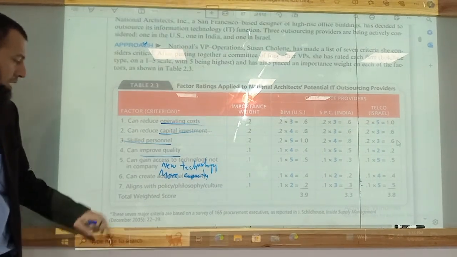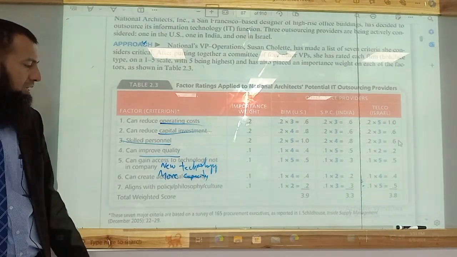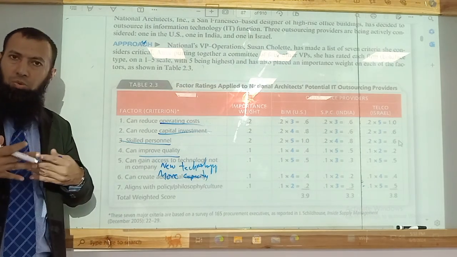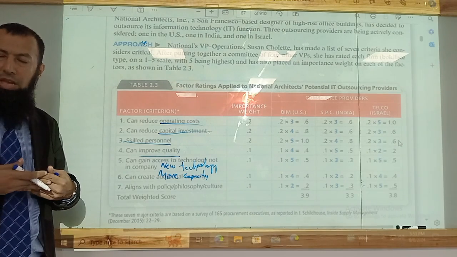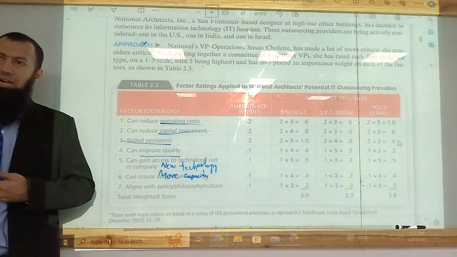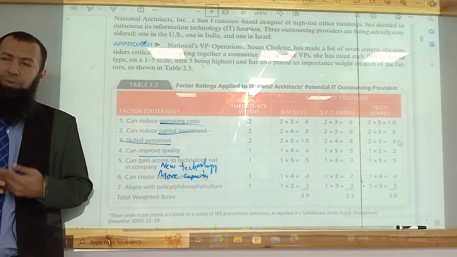Yes. Aligns with policy, philosophy, culture. Very important, because you need to work together. If their policies, philosophy and culture are different from yours, then it will be a misalignment.